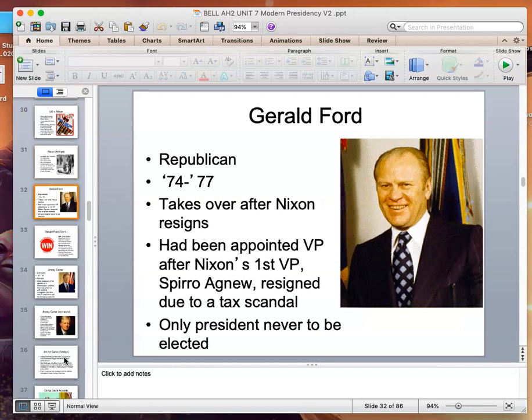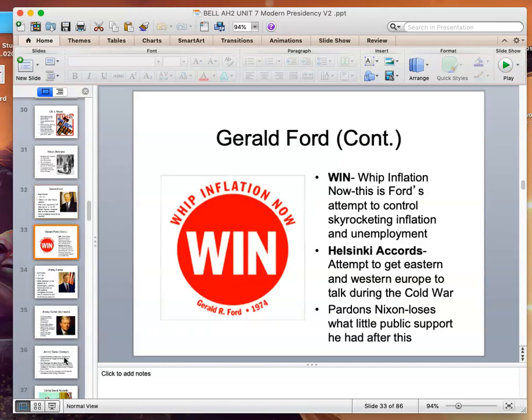Ford becomes president. Ford was the only president never elected. He actually runs in '76 for what would be his own term, and he doesn't win it. He loses to Democrat Jimmy Carter. Ford is known for kind of being a klutz. He was clumsy, fell down a lot. He was not well-spoken. Looking back now, many people think he may have had concussions just due to the fact that he was an offensive tackle for the University of Michigan.